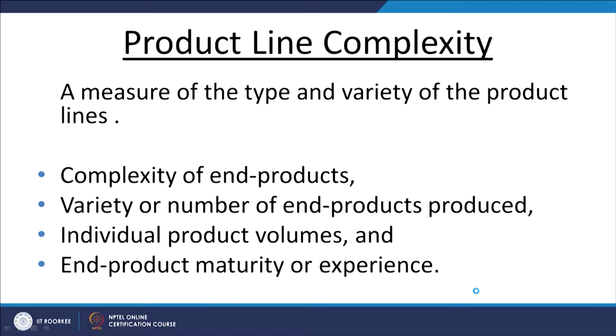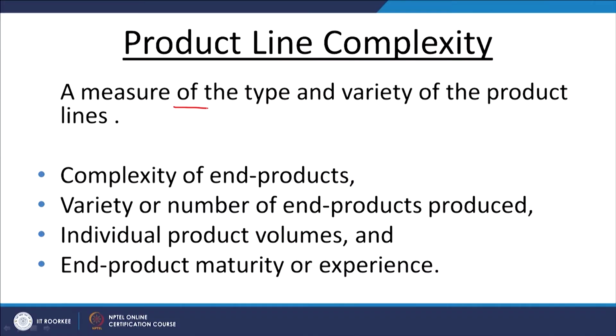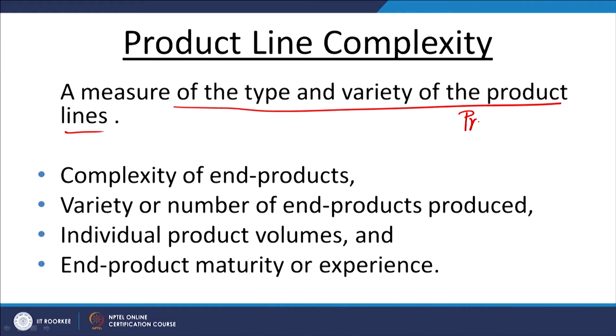The second dimension is related to product line complexity. We discussed that product line complexity is basically the representation of how many types of products, how many product lines are available in your organization, in your product mix. So, it is a measure of the type and variety of the product lines. Just to give you the idea of what we mean by product lines, there is a concept in marketing known as product mix. We need to go to that concept of product mix to understand the meaning of product lines.